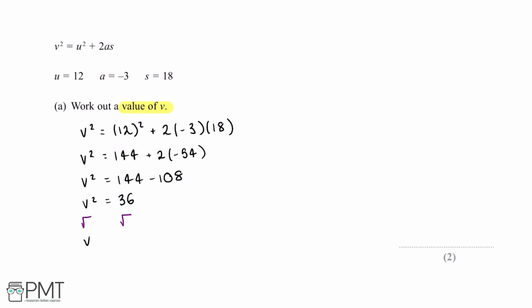And then the square root of 36 is plus or minus 6. And this plus or minus is easy to forget. So plus or minus 6 is our final answer. Now this question's worth 2 marks. We'll get our first mark for substituting in the values of u, a and s into the equation, and we'll get our second mark for the correct answer.